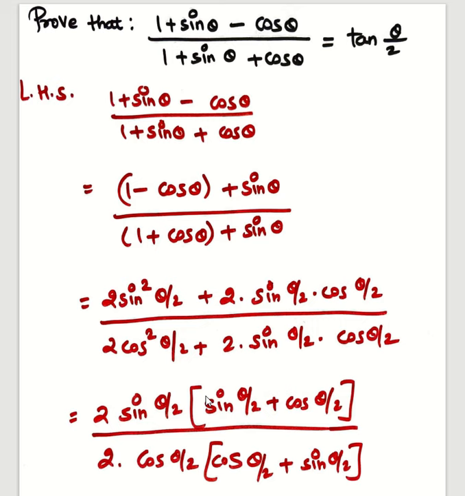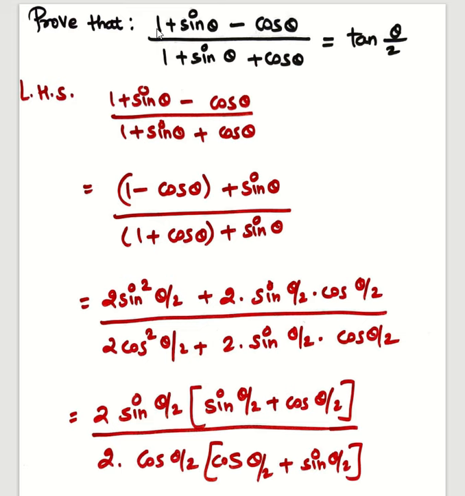So prove that (1 + sin θ − cos θ) in the numerator, and in the denominator (1 + sin θ + cos θ), is equal to tan of θ/2. So here on the left hand side, as you can see, we have 1 + sin θ. Now for this type of question, we have to rearrange the terms first.